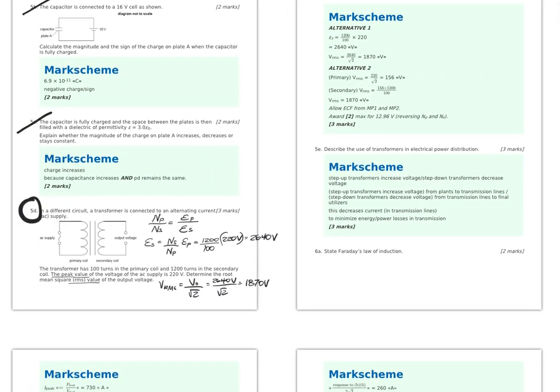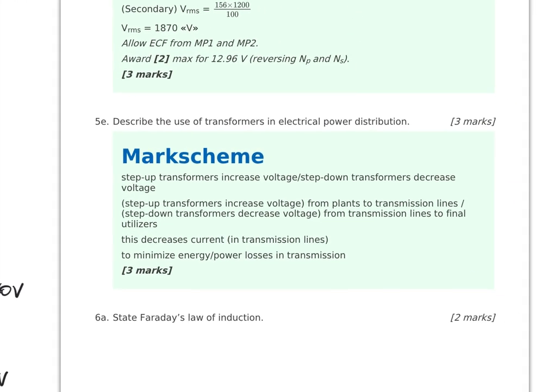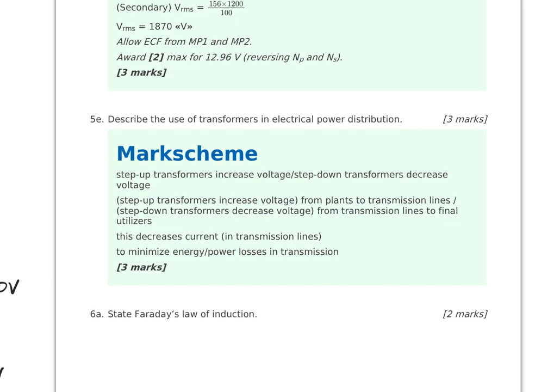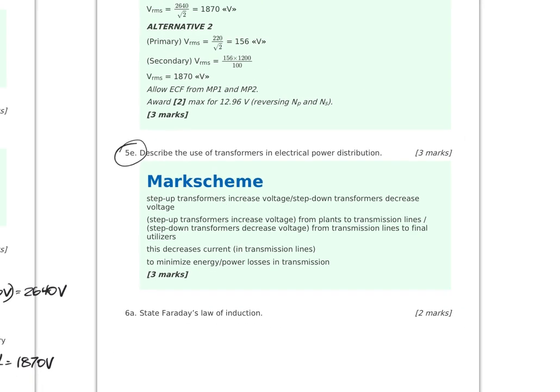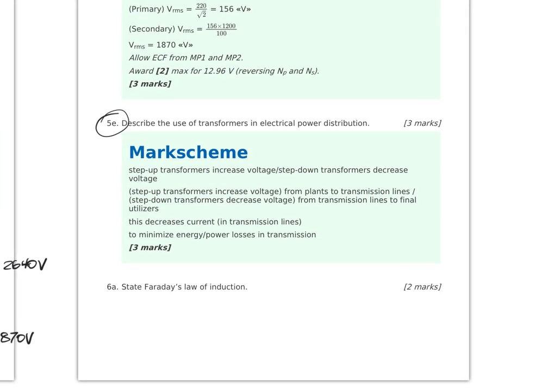All right. Describe the use of transformers in electrical power distribution as 5E. Let's go from there. 5E. I think that the mark scheme kind of describes the answer. But yeah, so step-up transformers, they increase voltage to go to a higher voltage. But let's also remember the power is conserved, energy is conserved, so power is conserved, and power is VI.